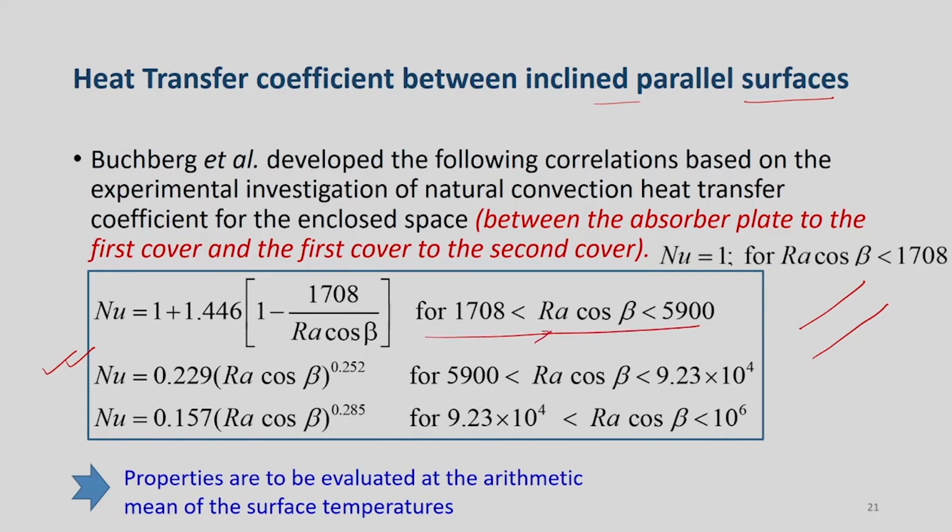First we need to calculate Ra cos beta. This will guide you on which correlation to use for calculation of the heat transfer coefficient. We first need to find this value, then see where it fits. If this value is between these two values, then we will go for this correlation. If the value of Ra cos beta is between these, then we will go for that correlation. Accordingly we will use the third correlation, and properties are to be evaluated at the arithmetic mean of the surface temperatures, the way we did in the forced convection numerical exercise. If Ra cos beta is less than 1708, then the Nusselt number is 1.